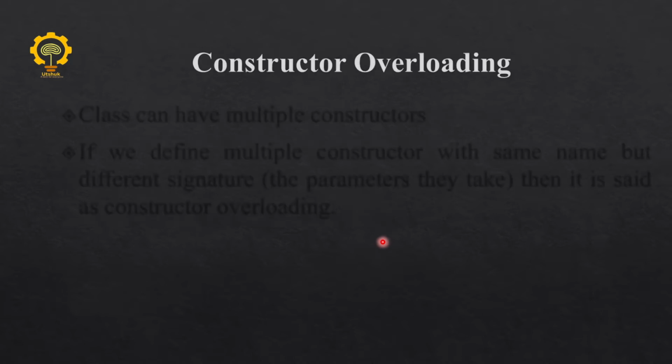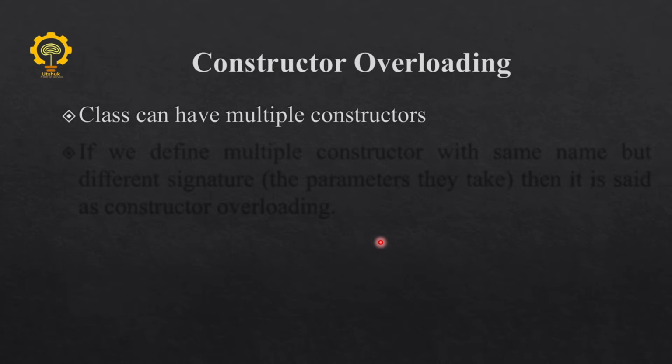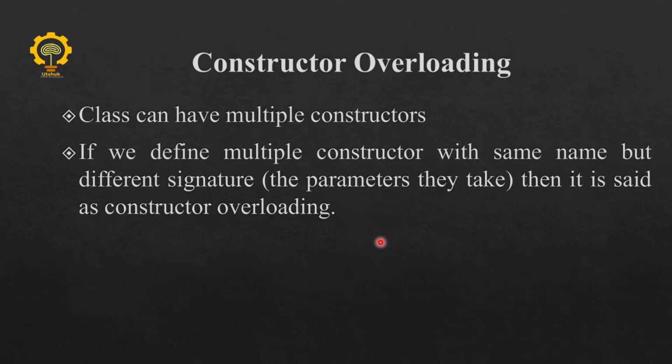So let's see constructor overloading. A single class can have multiple constructors, and if we define multiple constructors with the same name but different signatures, that is, the parameters they take, then it is called constructor overloading. Suppose you have a constructor MyClass that takes no parameter, which is called the default constructor, and you have a constructor with the same name but a different signature, like it takes two parameters or a single parameter, then in that case it is said to be constructor overloading. We will understand this constructor overloading in a practical way.